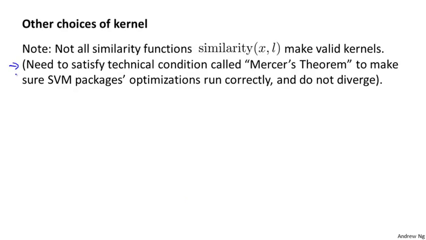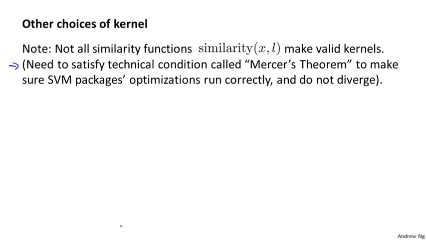It's called Mercer's theorem. And the reason they need to do this is because support vector machine implementations have lots of clever numerical optimization tricks in order to solve for the parameters theta efficiently. And in the original design of SVMs, there was a decision made to restrict our attention only to kernels that satisfy this technical condition called Mercer's theorem. And what that does is that makes sure that all of these SVM software packages can use a large class of optimizations and get the parameter theta very quickly.